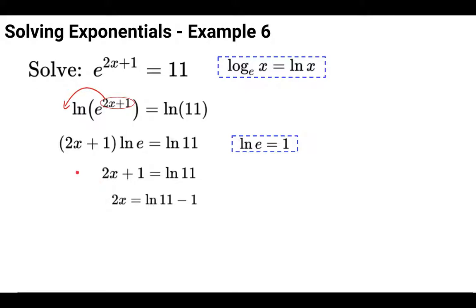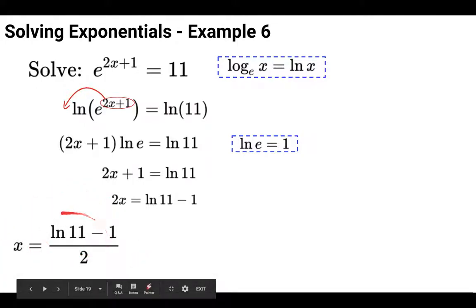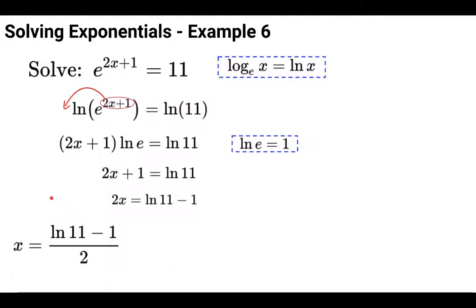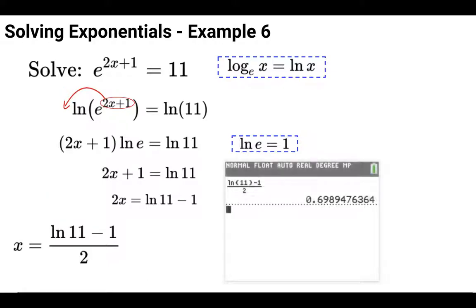Now I'm going to solve for x, so I'll subtract 1 from both sides, and I'll divide by 2. So again, this would be my exact answer because I cannot simplify anything any further, and I've not had to make any sort of roundings or approximations. But let's get an idea of what this number actually is. So we'll type it into the calculator, and we'll get an approximation of 0.6989.